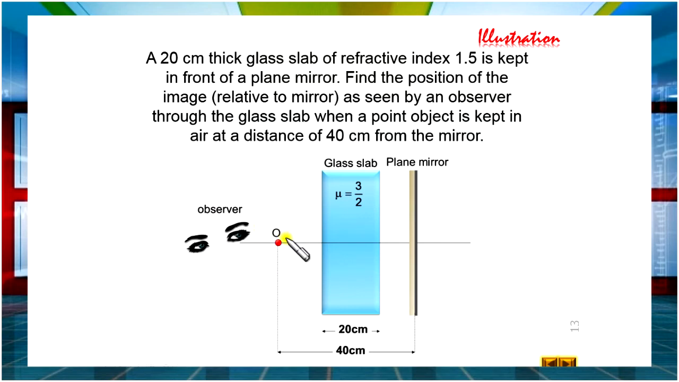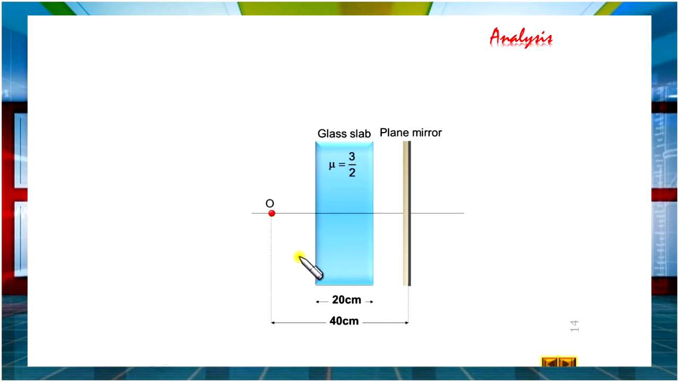Now let us analyze the situation one by one. The ray starts traveling from the object and is incident first on the glass slab, right? And after passing through the glass slab, there will be the shifting, and we know the shifting is in the direction of the ray traveling. That means the position of the image formed by the glass slab should be on the right side of all, right? So this will be the position of the image after passing through the glass slab.